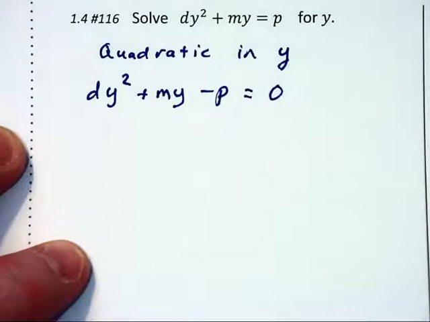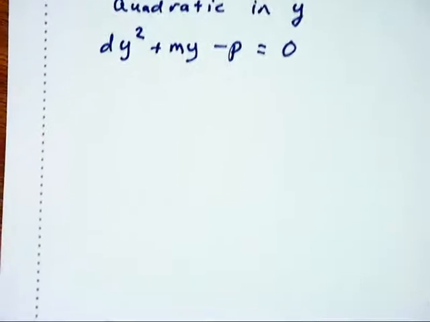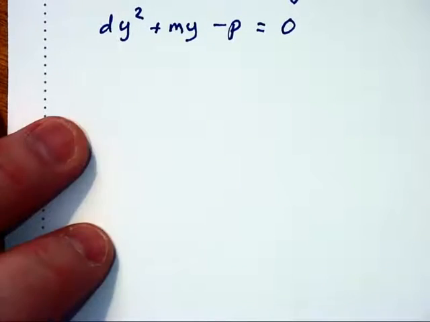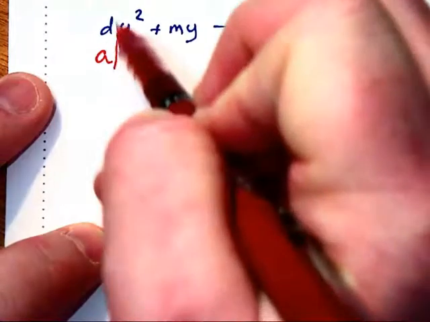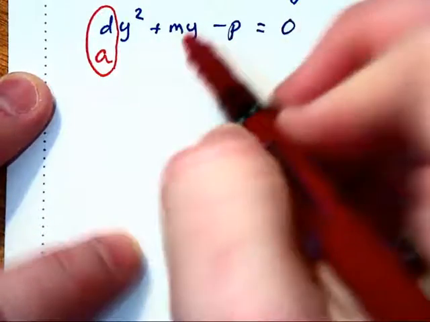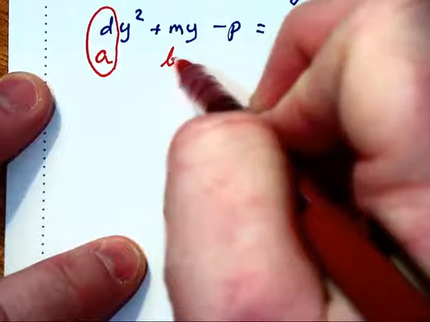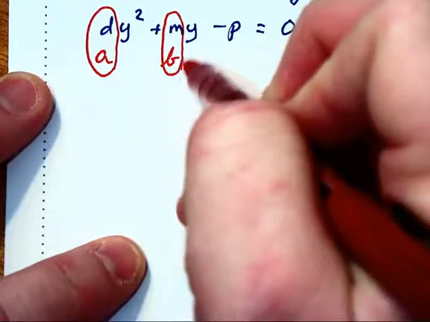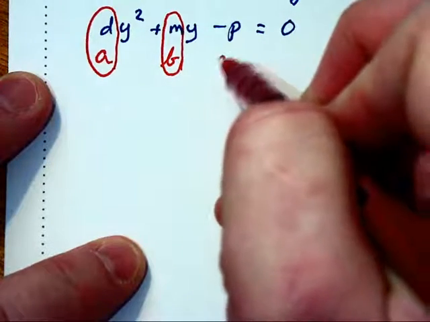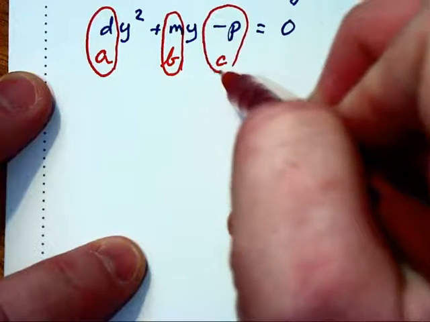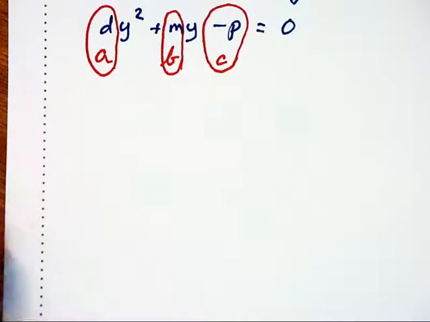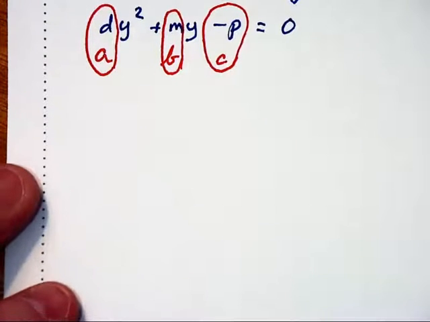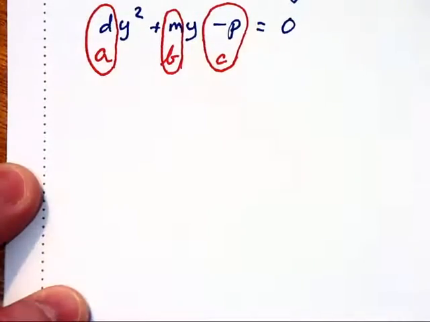Now this is not the type of problem we really cherish doing, but let's look at it closely. This is like having an ax squared, so a would be d, plus bx, the b would be equal to m, plus c, which is equal to negative p, equals 0. So we're going to apply the quadratic formula, and a, b, and c are going to be changed out for d, m, and negative p. So here we go.